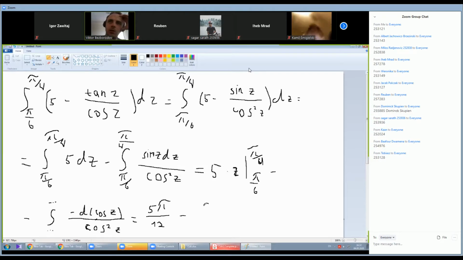The limits of integration are the same, but what is the antiderivative? The antiderivative is going to be simply 1 over cosine, right? So here, first of all, this minus and this minus, they kind of kill each other. So let's say we have here a plus.